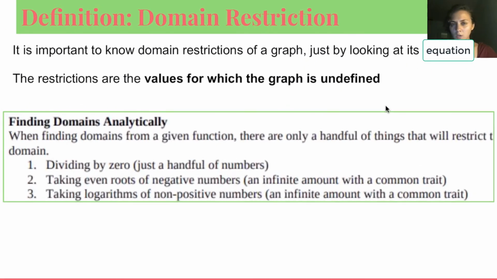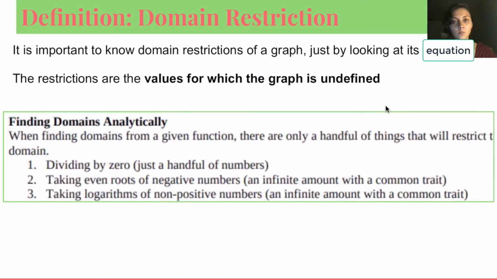I know that you all know what the domain is. The domain is all the possible inputs for a function. And I know that if I were to give you a graph, you would be able to look at the graph and determine what the domain of the function is. However, domain restrictions are when you're able to look at an equation and know all the values for which the function is undefined just based on the equation.